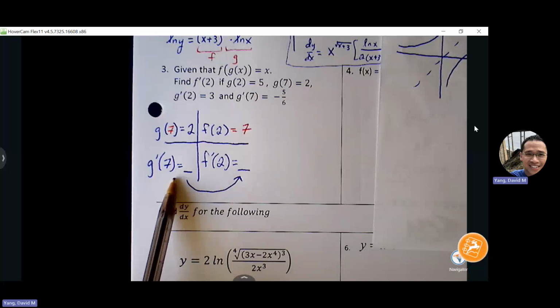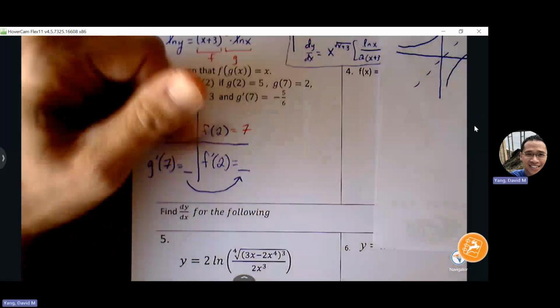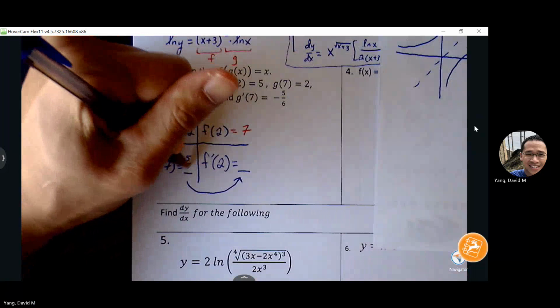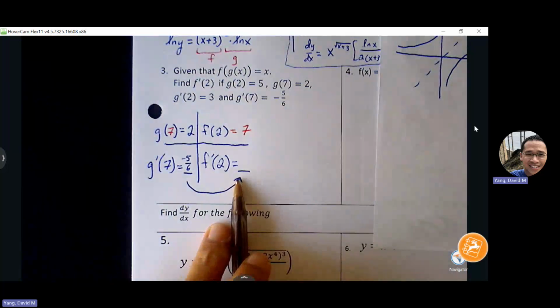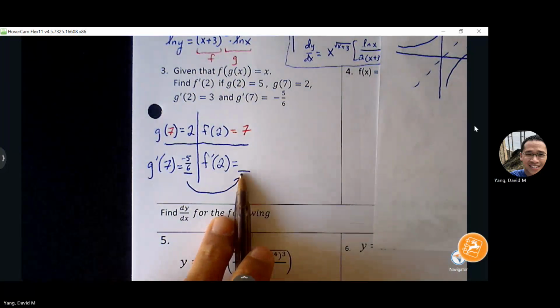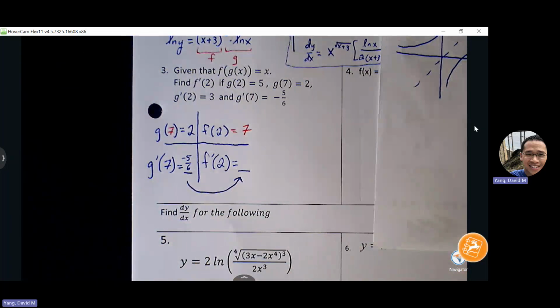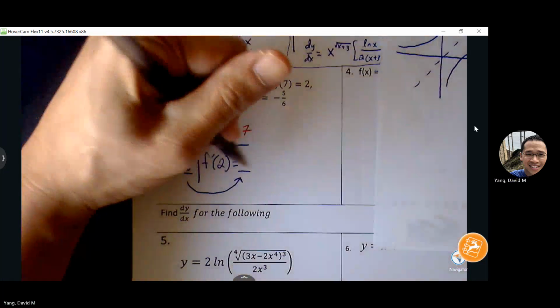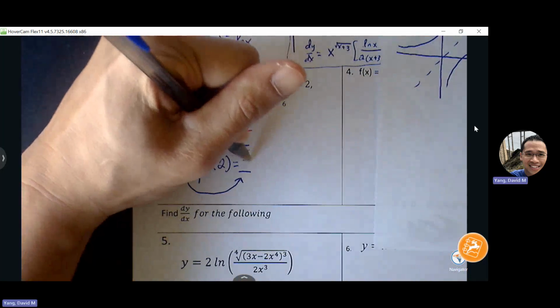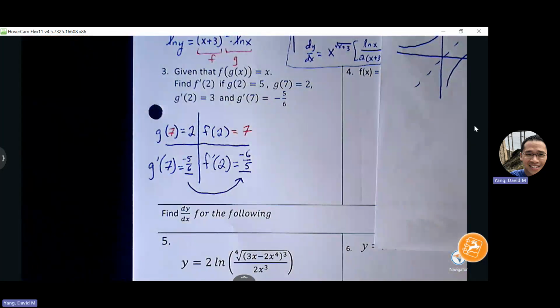What's g prime of 7? Then what's f prime of 2 going to be? What do you guys think? Yeah, it's the same sign. You just do the reciprocal. Okay, it's not the opposite reciprocal. That's perpendicular lines. It's just the reciprocal.